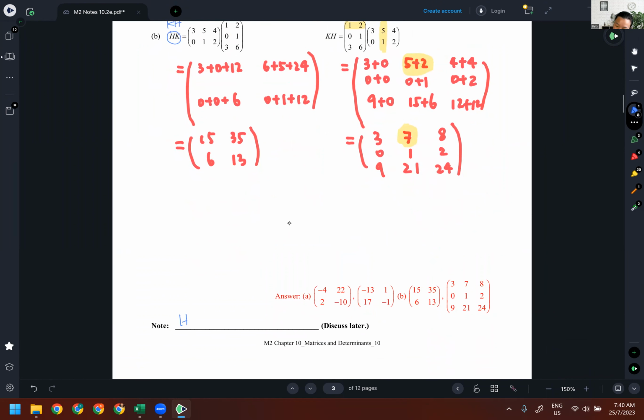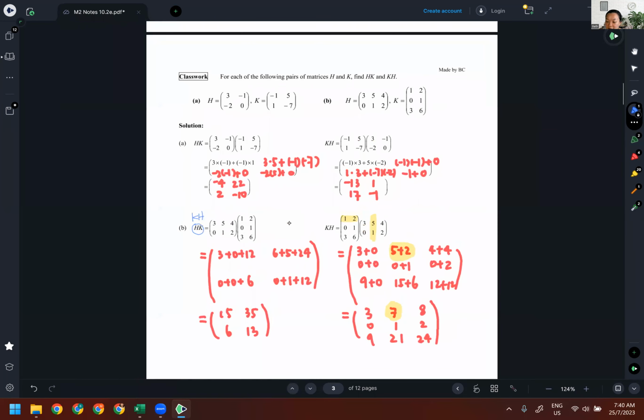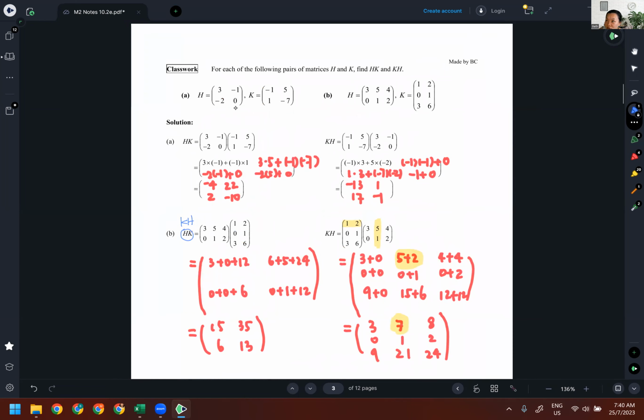In the multiplication, even if you can multiply, in this case 2 by 2, you can multiply it either way. You can multiply HK, KH, either way. But the outcome, although both of them are 2 by 2, they're not the same. In fact, not a single number is the same. You see? And in this case, it's even more different. You see, H and K, K and H.